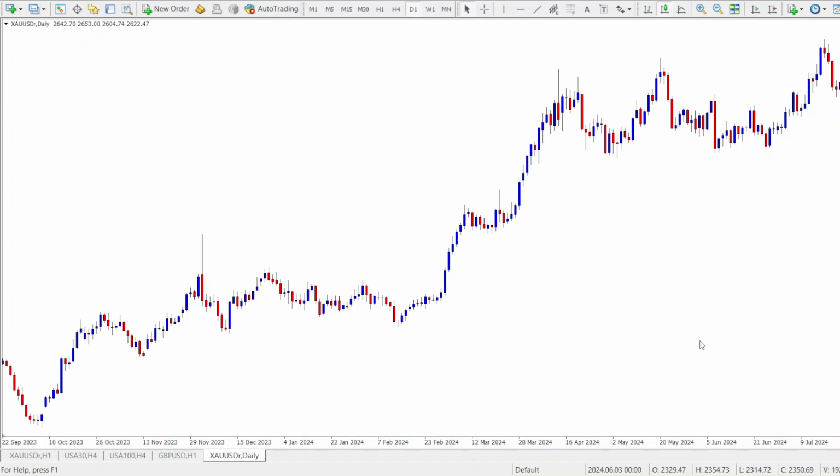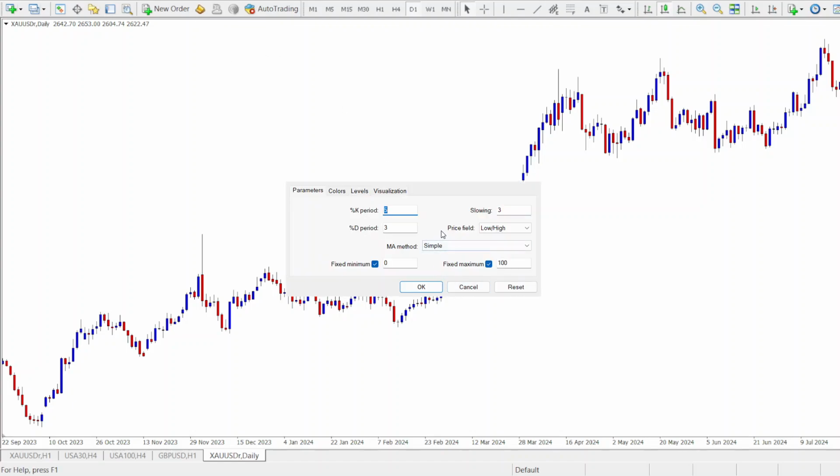Basically, to improve your trading accuracy with a stochastic indicator, you may need to adjust the percentage K and percentage D lines for optimal performance. We're just going to load the stochastic oscillator on our chart right now. So this is the percentage K period, the percentage D, and the slowing. Now the default settings are usually 14, 3, and 3.